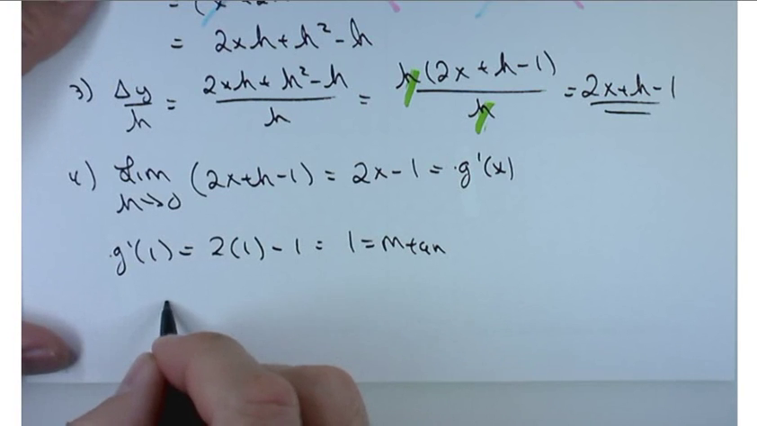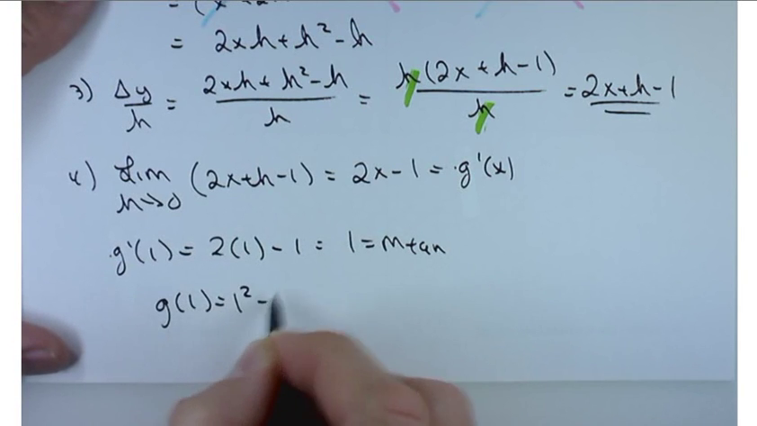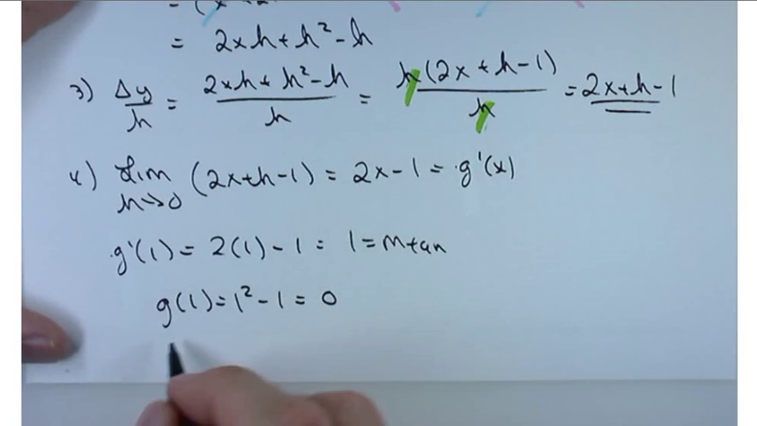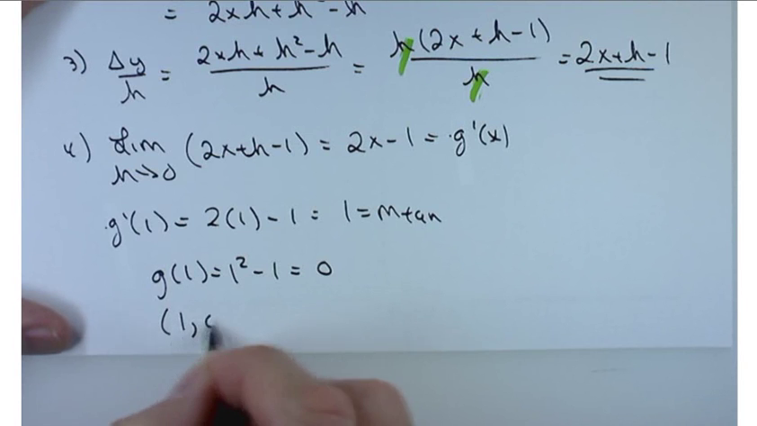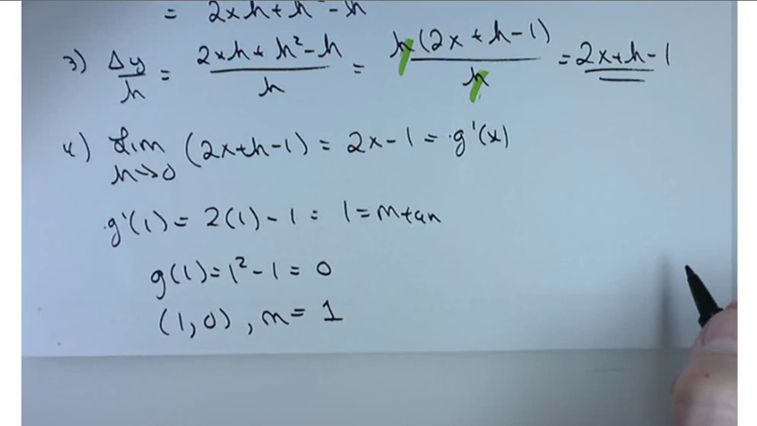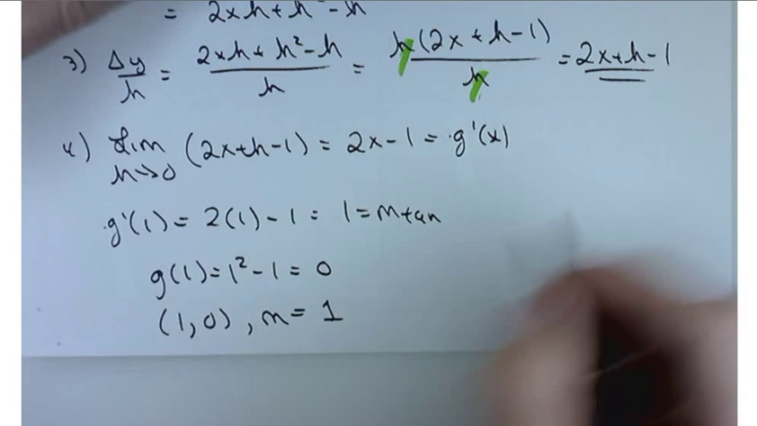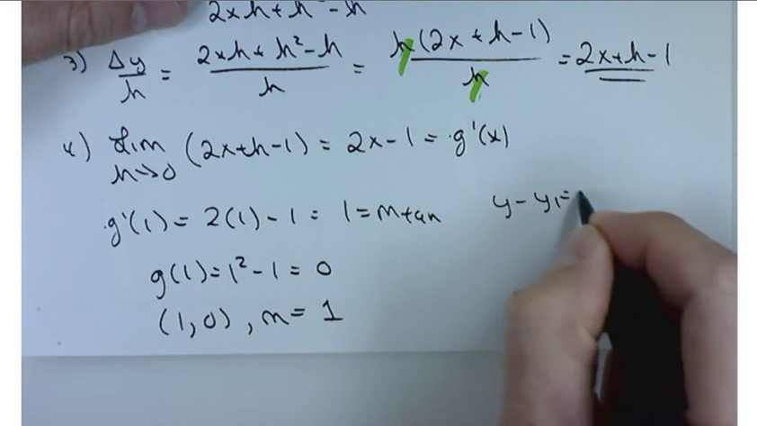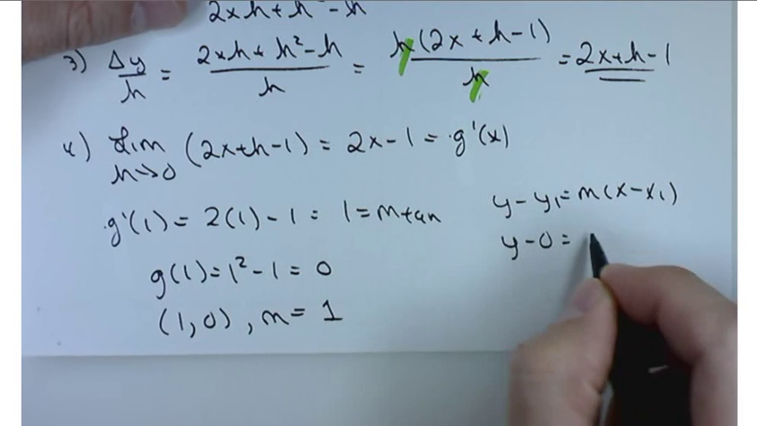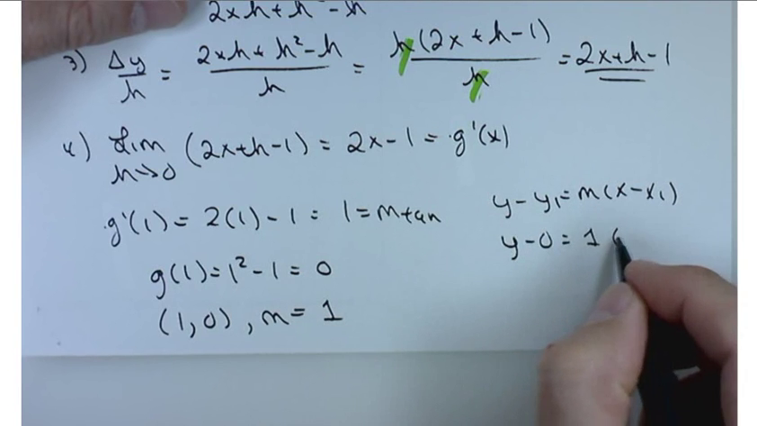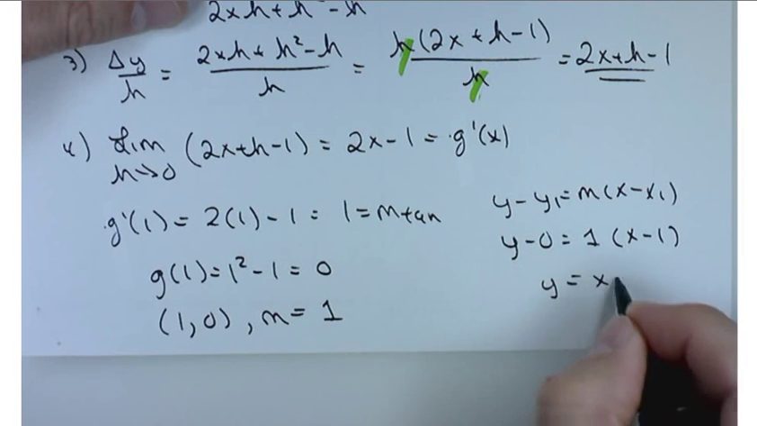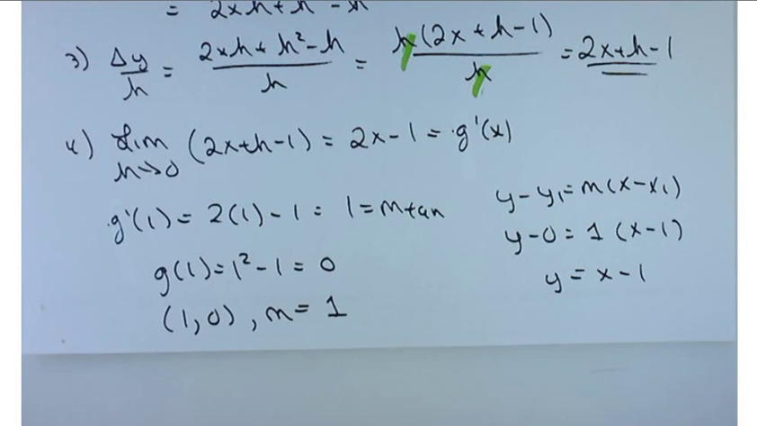So g of 1 would be 1 squared minus 1, which is 0. Okay. So our point then is going to have coordinates of 1 and 0. And the slope of our tangent line is going to be also a 1. It's going to be a pretty simple equation here. y minus y1 equals m times x minus x1 is going to be y minus 0 equals 1 times x minus 1. If you distribute and simplify, we're just going to get y equals x minus 1. That's the equation of your tangent line.